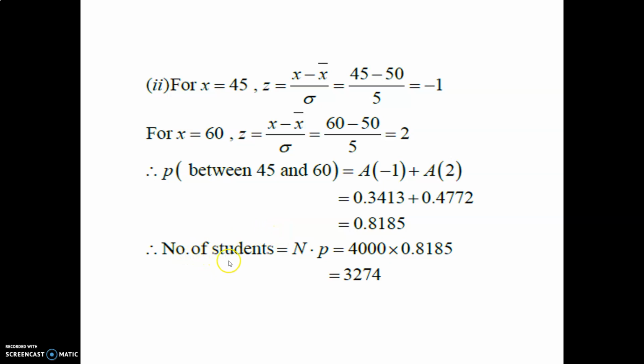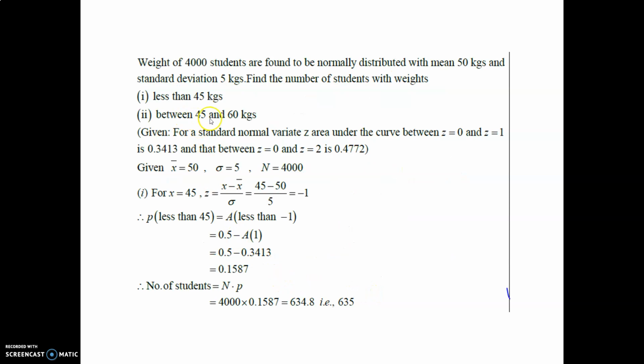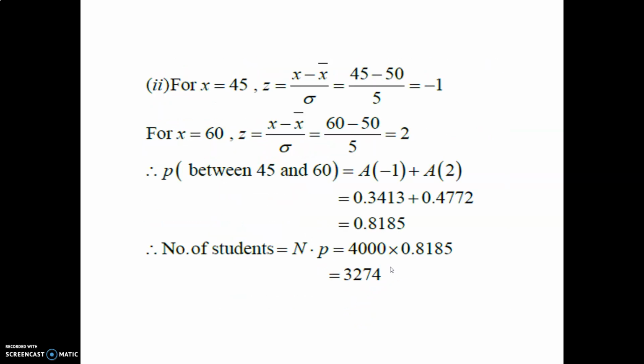Therefore, the number of students is n into P, 4000 into 0.8185, which is the final answer for between 45 and 60 kg, and less than 45 kg is 635 out of 4000 students.